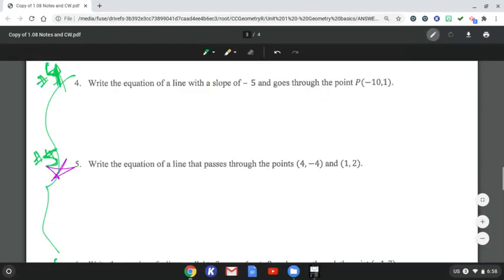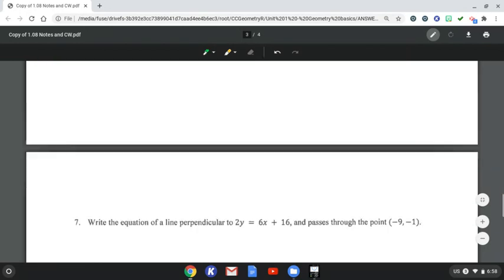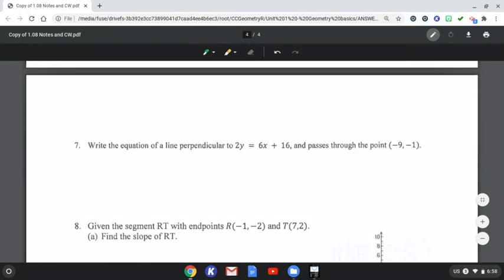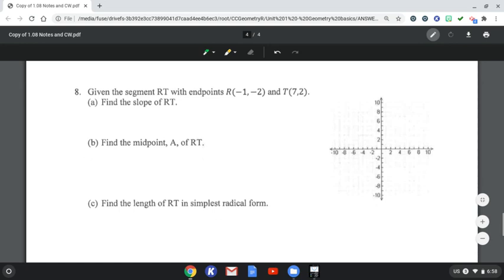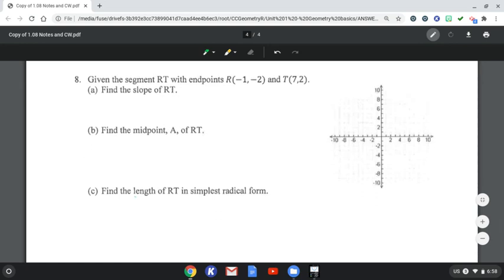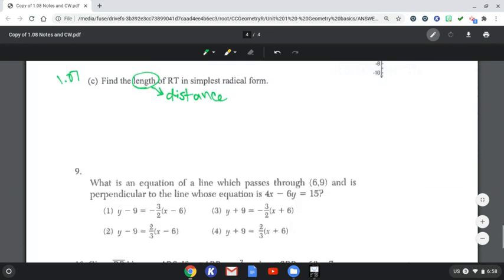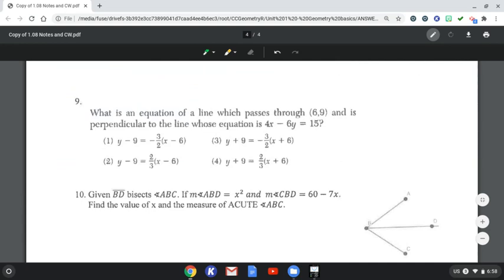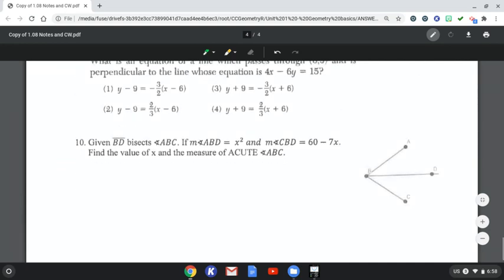But either way, these correspond to notes questions. So you might want to have both pages kind of open for yourself. Remember, the length is the same as distance. Okay, and we did that in notes 1.07. Midpoint formula you need for letter B there. And then this is a Regents question. And lastly, question number 10.